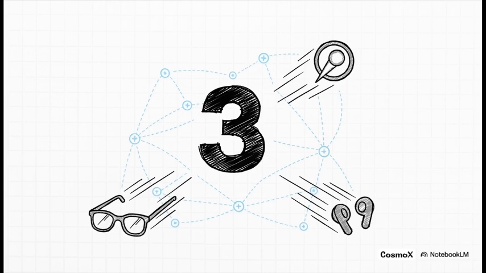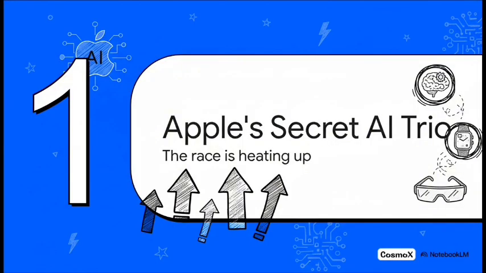And we're not just talking about one little gadget here. We're talking about a whole new ecosystem of devices, all designed to work together to put Apple right back on top. Okay, so what is this secret AI trio? And more importantly, why the sudden rush? Well, it's pretty clear Apple is feeling the heat. With every single new breakthrough from its competitors, the pressure just keeps mounting on Cupertino to deliver something truly innovative.